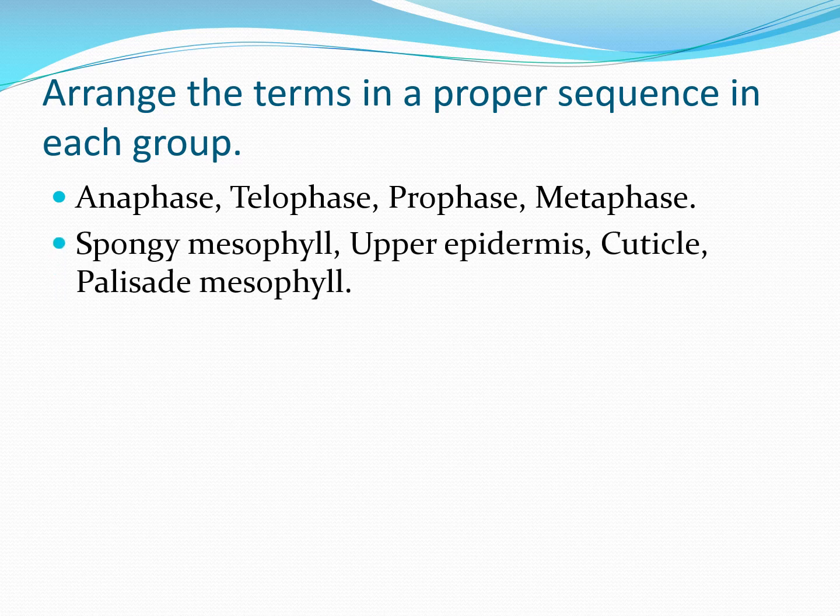Second question, spongy mesophyll, upper epidermis, cuticle and palisade mesophyll. It shows the structure of a leaf. These are the parts in the structure of a leaf, but when we arrange them in order, the first one should be cuticle, second upper epidermis, below the upper epidermis we will get palisade mesophyll, then spongy mesophyll.